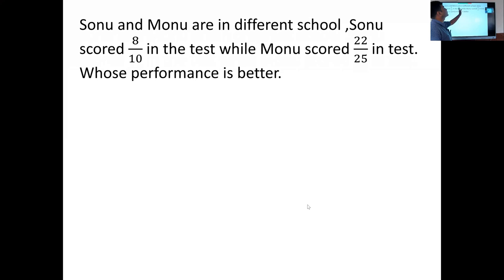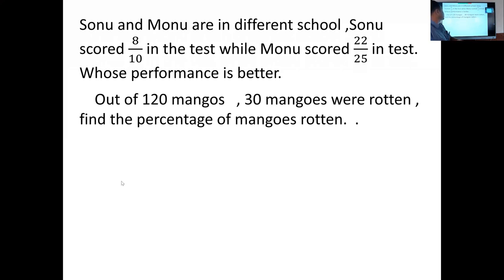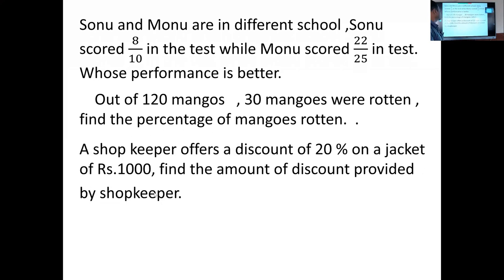Is it Monu who got 22 marks out of 25? Then we'll see one more problem. There are 120 mangoes, out of which 30 mangoes were rotten. What is the percentage of the mangoes rotten? Then a shopkeeper offers a discount of 20% on a jacket of ₹1000. Find the amount of discount provided by the shopkeeper.